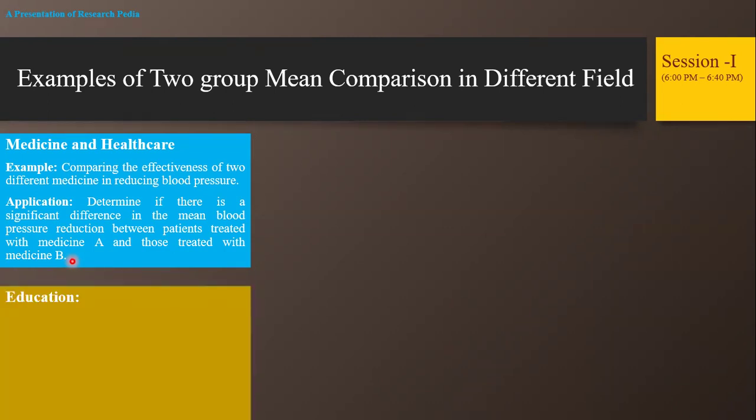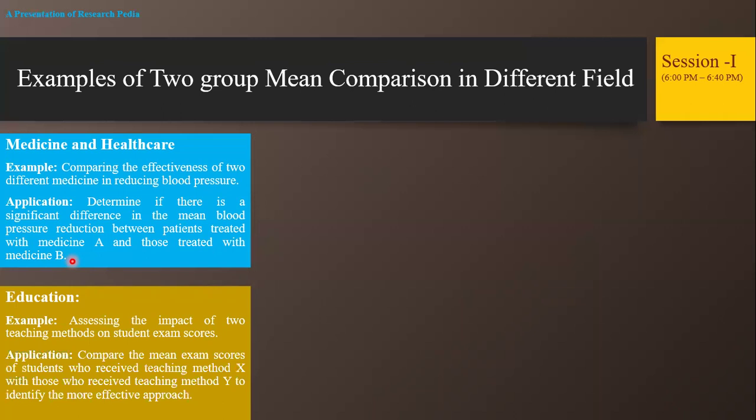In a similar way, in the education domain, you may be interested in assessing the impact of two teaching methods on student exam scores. How do the students treated with teaching method A perform in their exam, or in their normal test procedure? What is their score? What is the impact on their score? So you can analyze how a significant difference could be concluded. Compare the mean exam score of students who receive teaching method X with those who receive teaching method Y to identify the more effective approach. So you can see that two types of interaction terms would be included here: teaching method A and teaching method B.